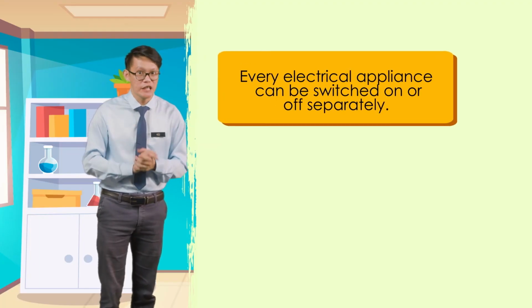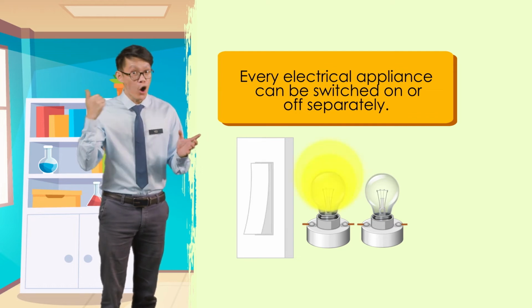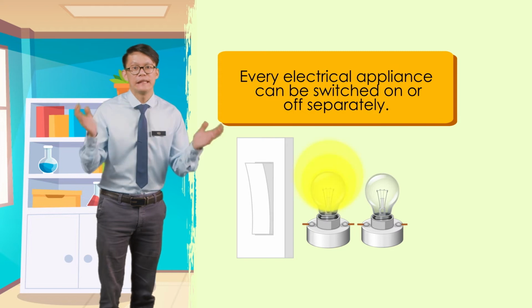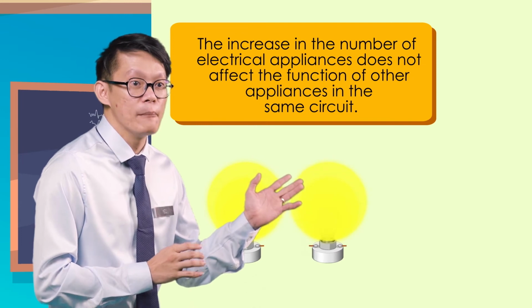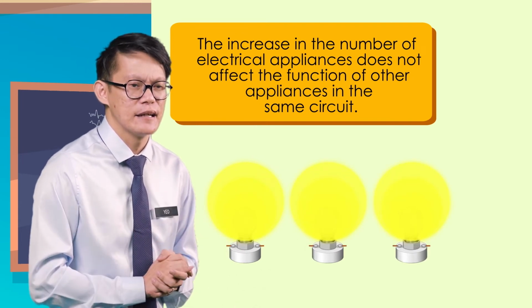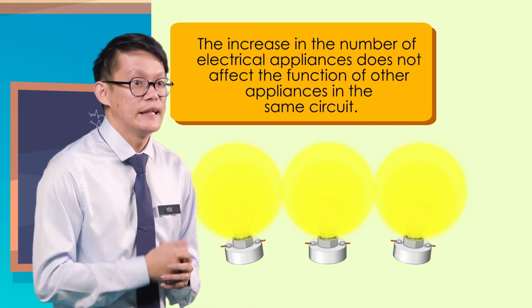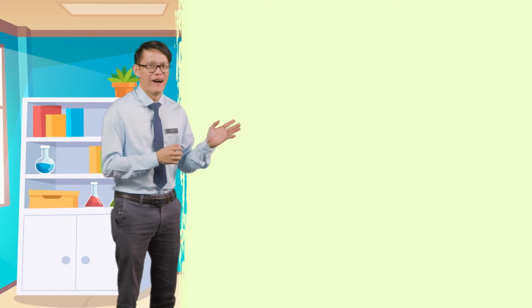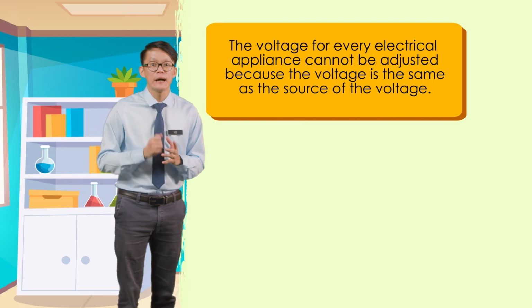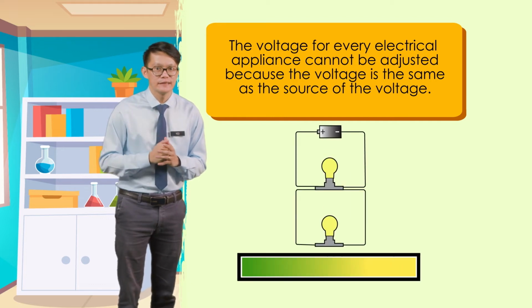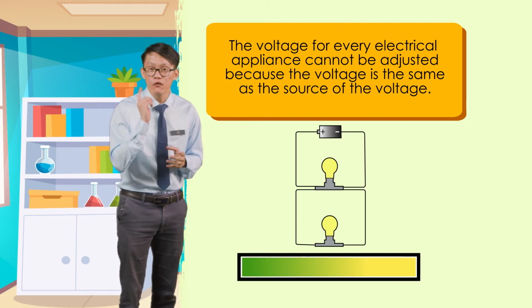The first advantage is every electrical appliance can be switched on or off separately. The second advantage is that the increase in the number of electrical appliances does not affect the function of other appliances in the same circuit. While the disadvantage is the voltage for every electrical appliance cannot be adjusted because the voltage is the same as the source of the voltage.